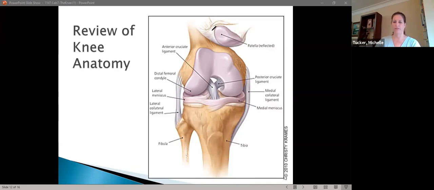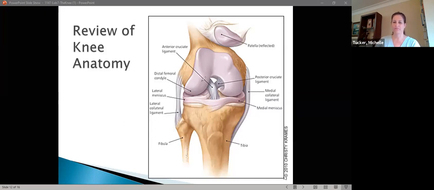You need to know the three articulations. The medial condyle of the femur to the medial condyle of the tibia, and in between is a disc of fibrocartilage called the medial meniscus. Our second articulation is the lateral condyle of the femur to the lateral condyle of the tibia, and separating those is a disc of fibrocartilage called the lateral meniscus. The third articulation occurs between the patella and the patellar surface of the femur.